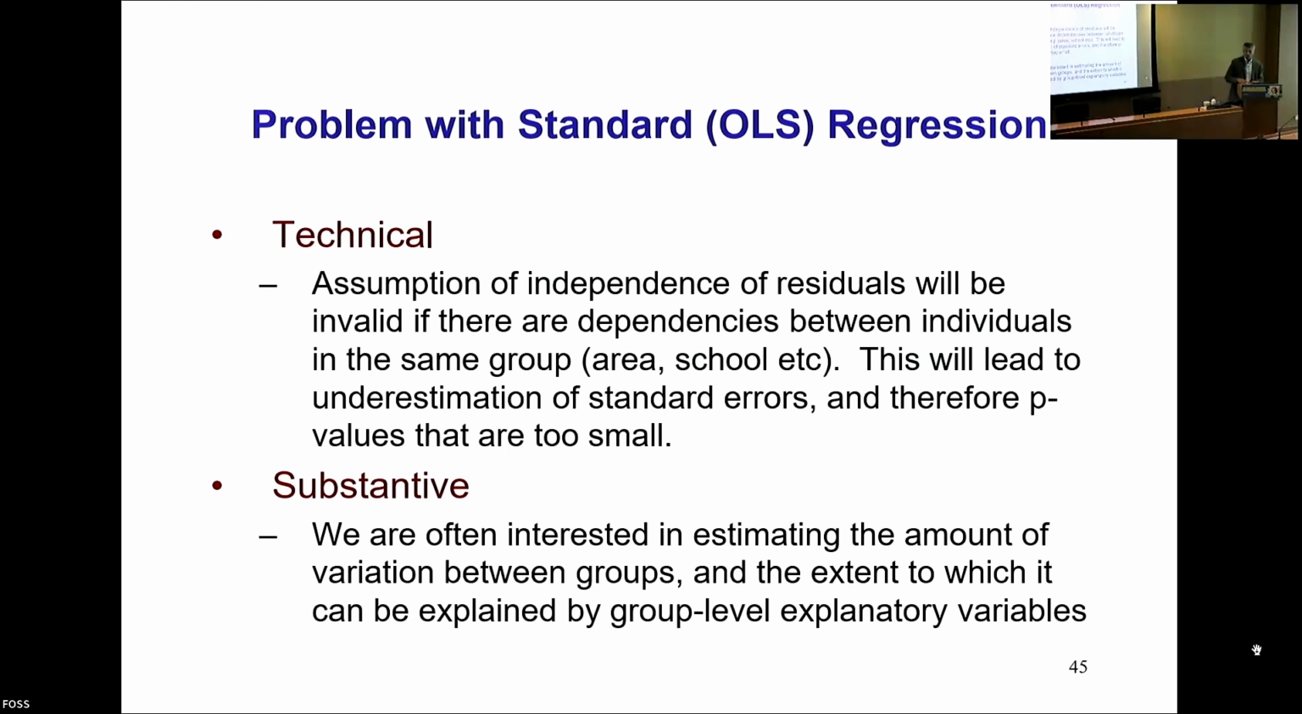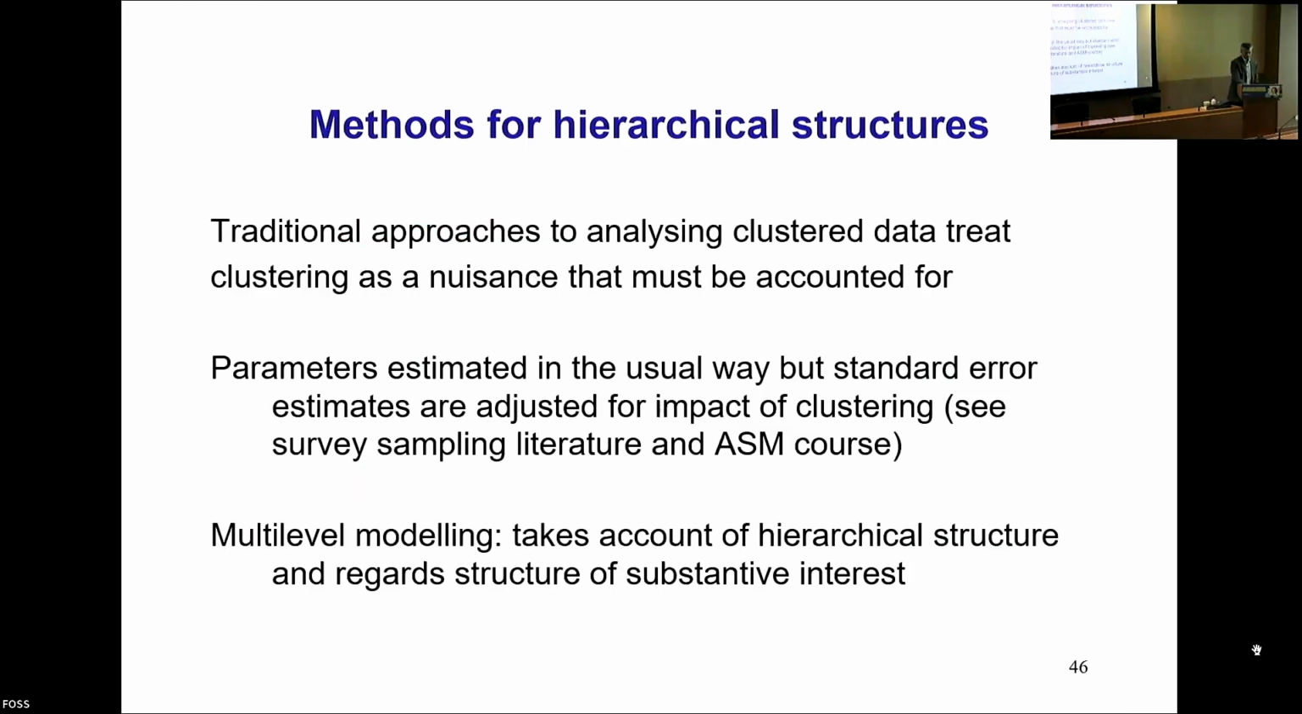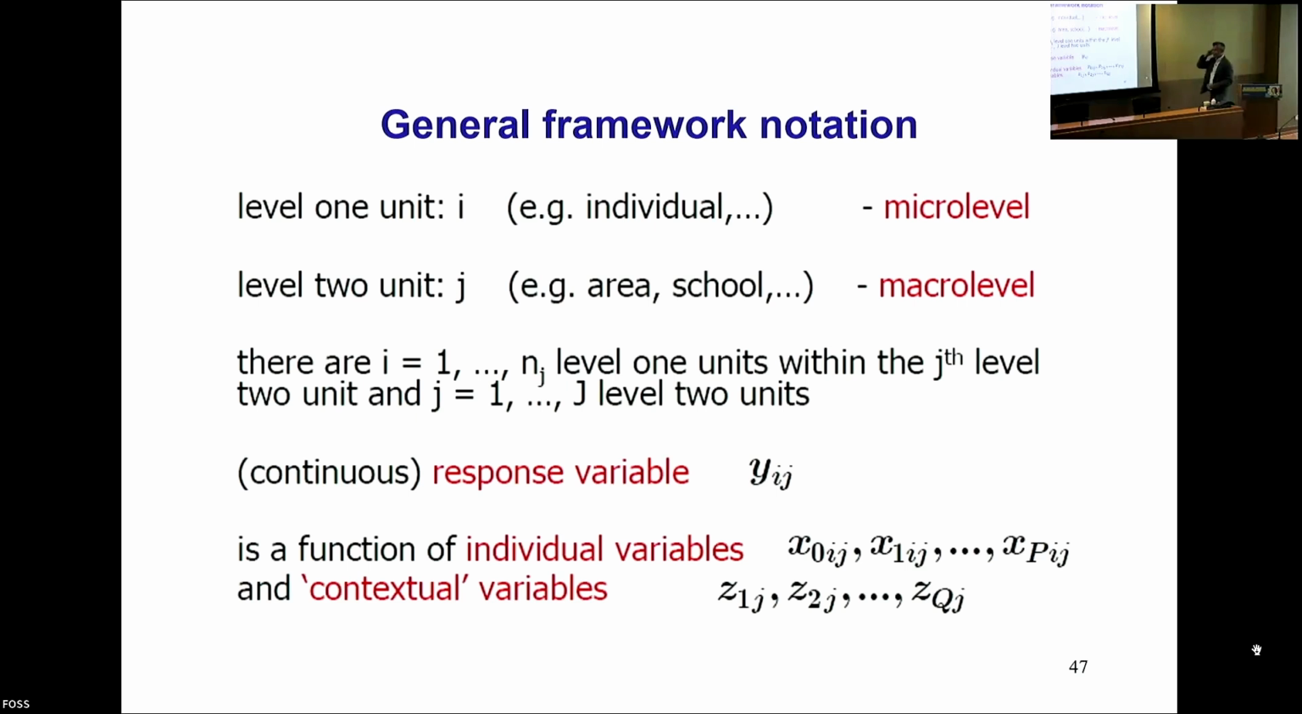So very often our substantive research question of interest is not at the individual level, it's at the higher level. So just some notation. I refers to the level 1 unit, so individual. J often refers to the higher level unit, so either the area or school level. So X, which is our explanatory variable, or Y, our dependent variable, can have an ij subscript.